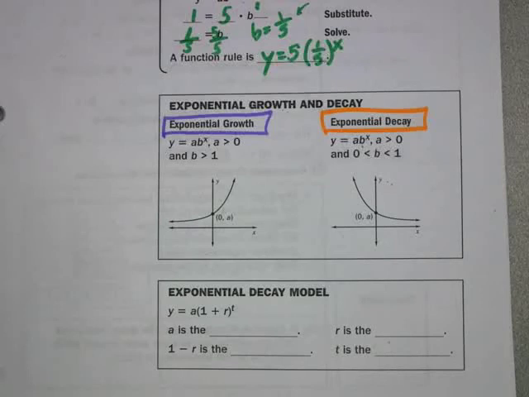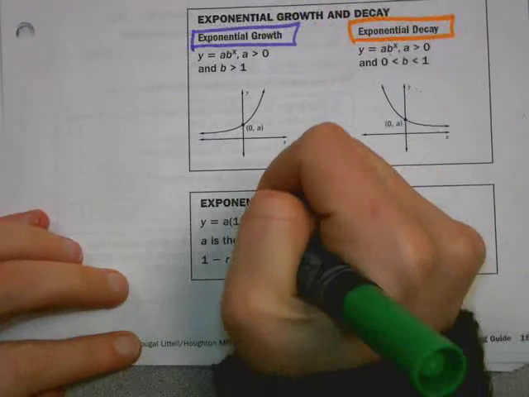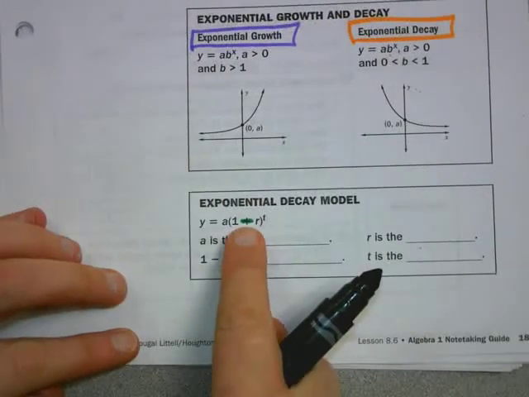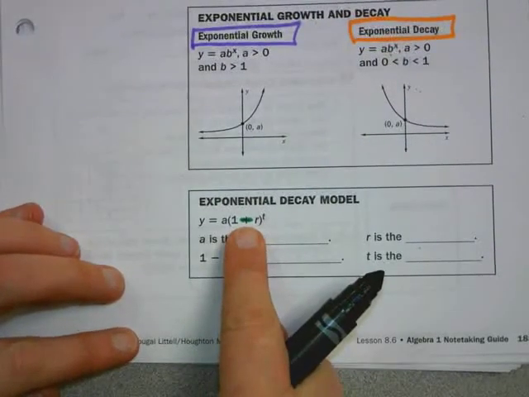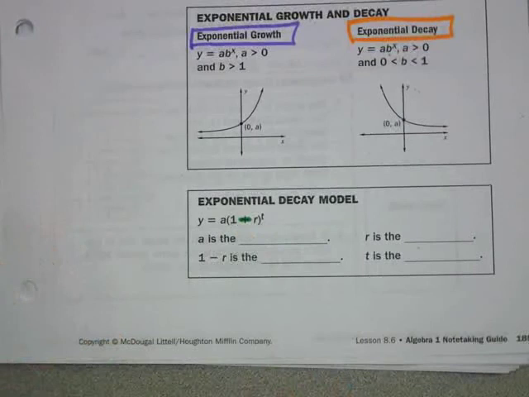All right, so now exponential decay. We have a little bit of a typo in the notes here where it looks like the growth model. This should be a minus sign right here. So change that to a minus sign. It should be 1 minus r. We're not growing over time, we're decaying, so that should be a minus sign there.